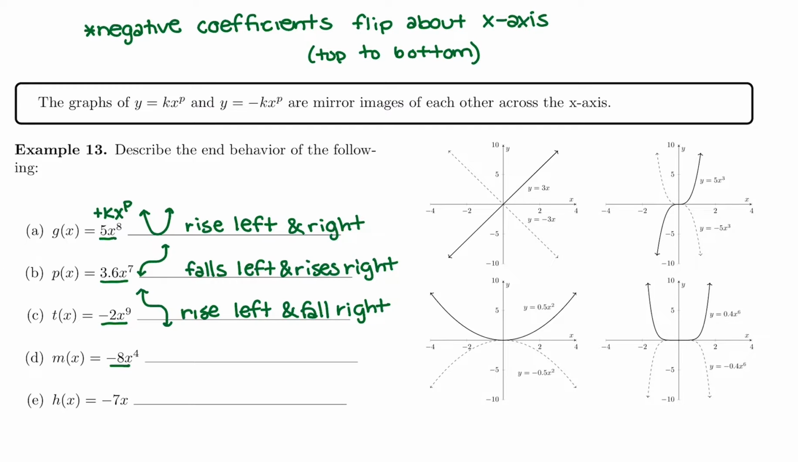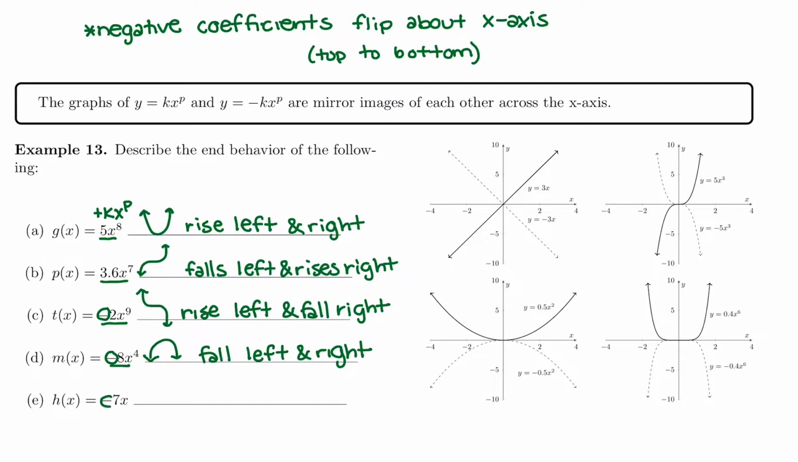If we have negative 8x to the 4th, we're back to having an even power, so we're going to end the same. So we have an even power. It's either going to be up, up, or down, down. We want to look at the coefficient. We have a negative coefficient. These negative coefficients flip it. So instead of being up, up, it's going to be flipped down, down. This is going to fall left and right. Odd ends opposite way, even ends the same.